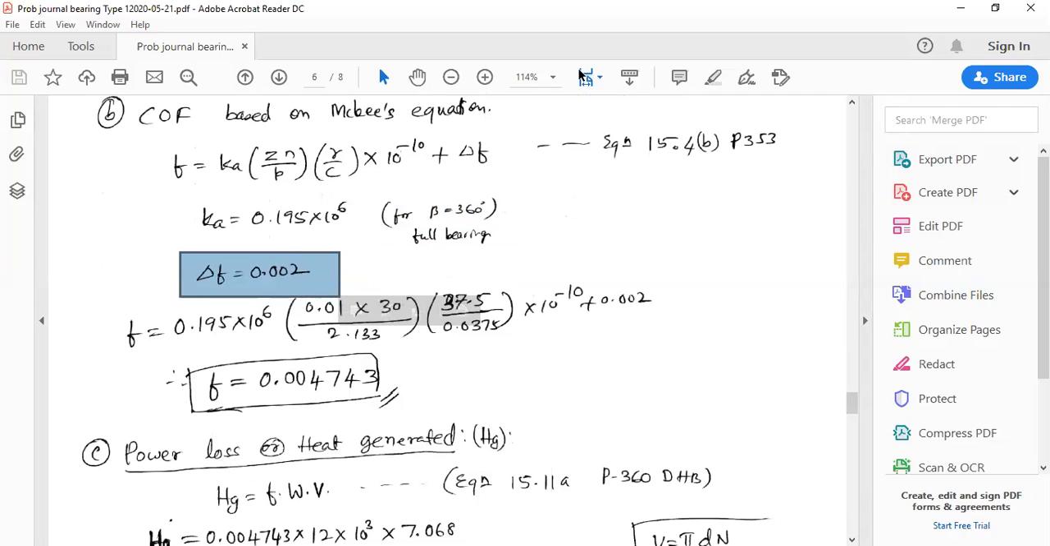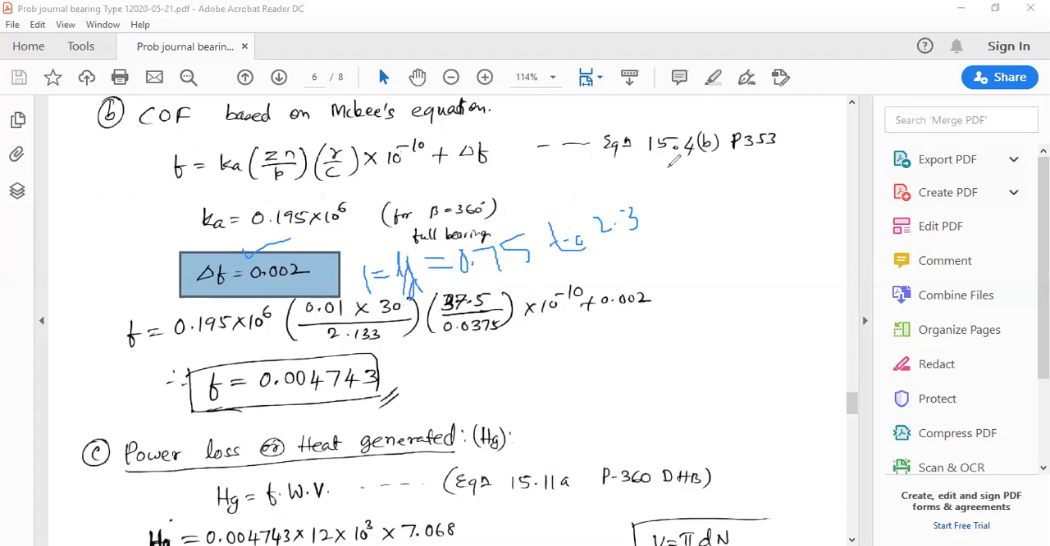And delta f is 0.002, and this value holds good when the ratio of L by D is between 0.75 and 2.38. Up to this range you can use the value of delta f as 0.002, which is constant. Suppose it is other than this range, then we have to use a different value. Now the value of L by D is equal to 1, so we can use this as the value for delta f.